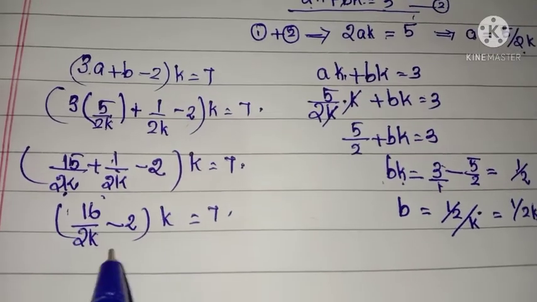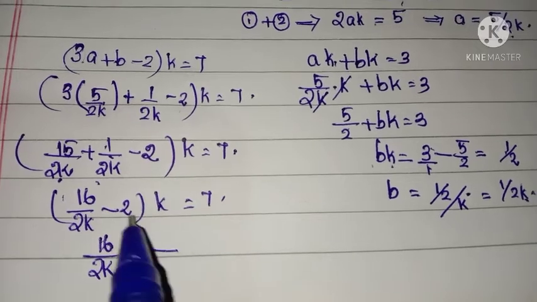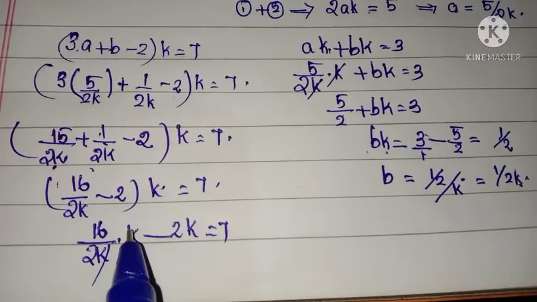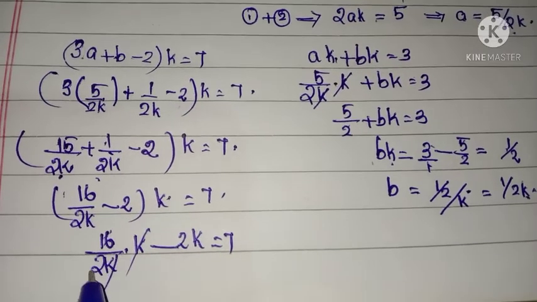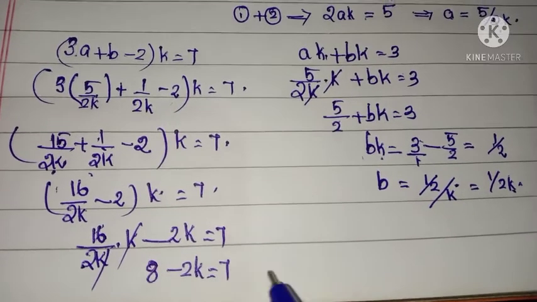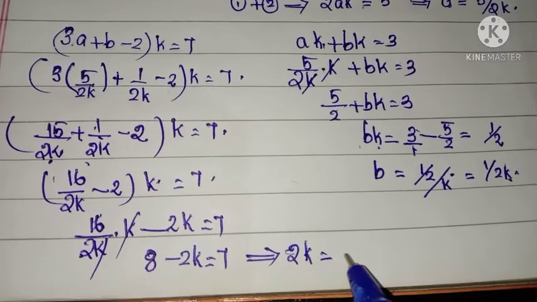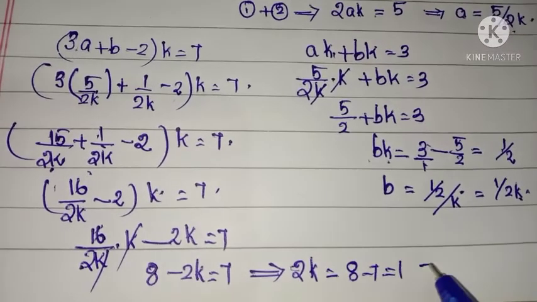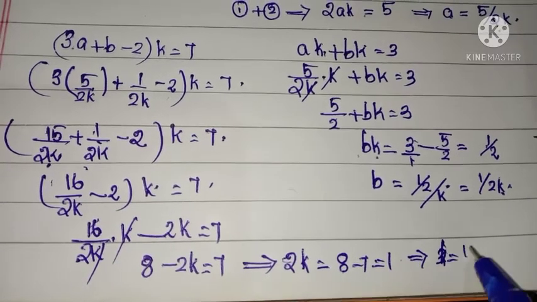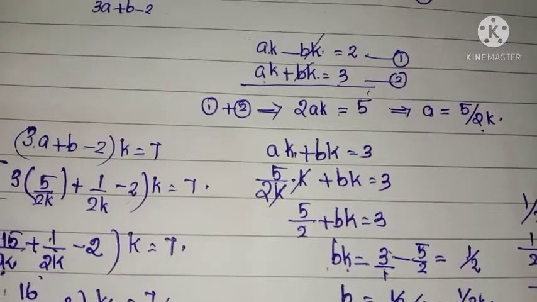Now open the bracket. 16 by 2k into k minus 2 into k is equal to 7. Here we can cancel this k and 16 by 2 is 8. So 8 minus 2k is equal to 7. Here 2k is equal to 8 minus 7, that is 1, or 2k is equal to 1 implies k is equal to 1 by 2. Okay, k is equal to 1 by 2.